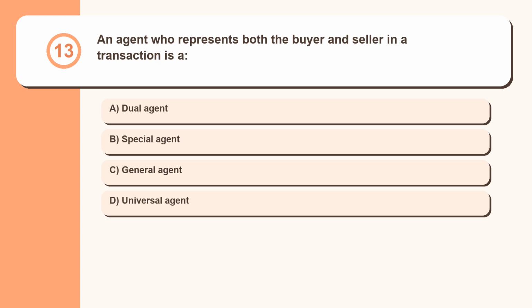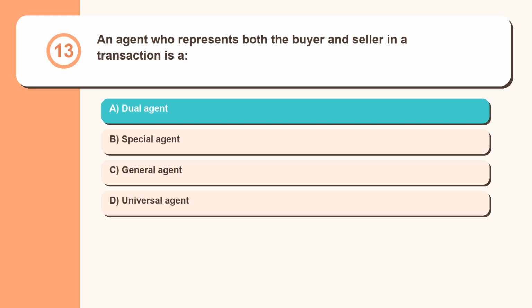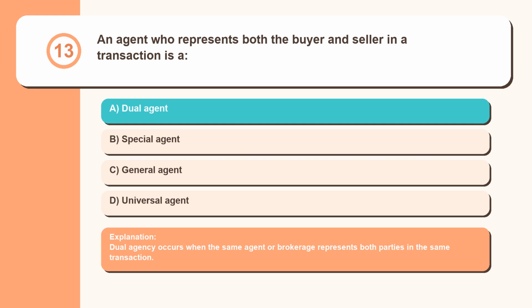Question 13. An agent who represents both the buyer and seller in a transaction is a dual agent, special agent, general agent, universal agent. Dual agency occurs when the same agent or brokerage represents both parties in the same transaction.